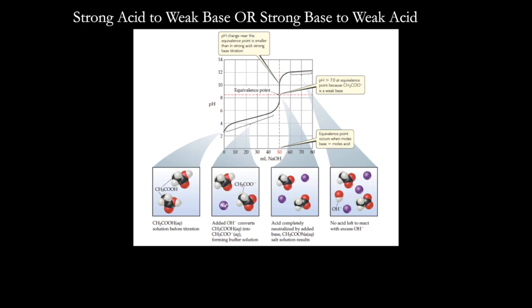So when you're dealing with a weak base and strong acid, or strong acid and weak base, at your equivalence point your pH is not going to be equal to 7. Then notice once you've passed your equivalence point, the pH is going to keep increasing because you're adding OH minus to a solution that no longer has an acid in it.